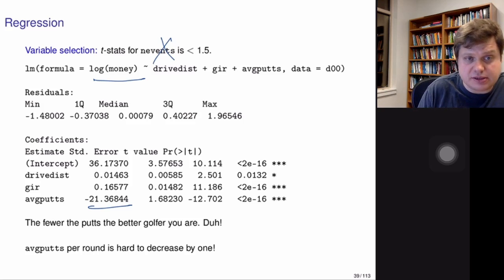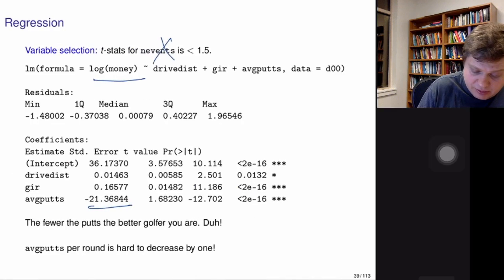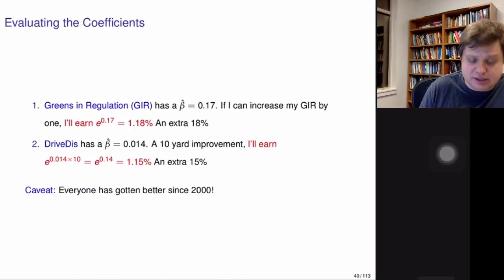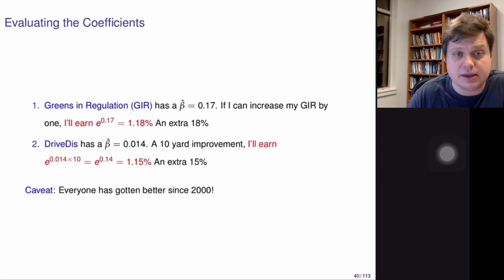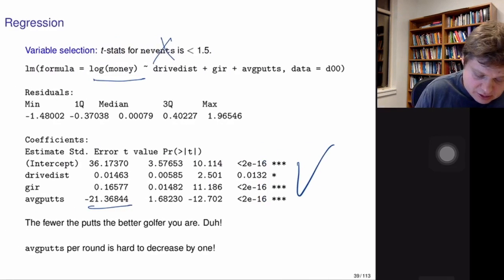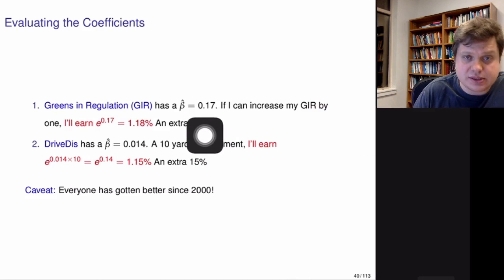Green regulation is positively related, and drive distance is also positively related. All of them are significant. Let's look at the absolute values of those, and let's make some conclusions about the relationship between prize money and the technical skills of the player. For green regulation, we have the coefficient 0.16, so I rounded here to 0.17.